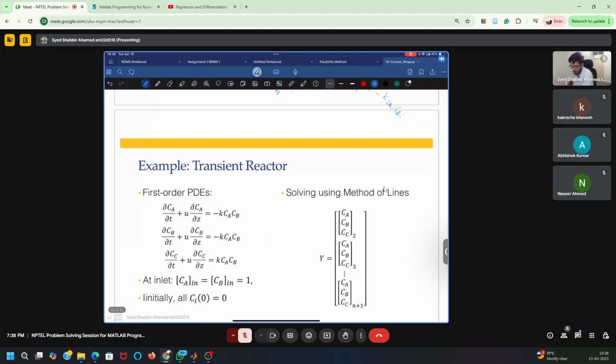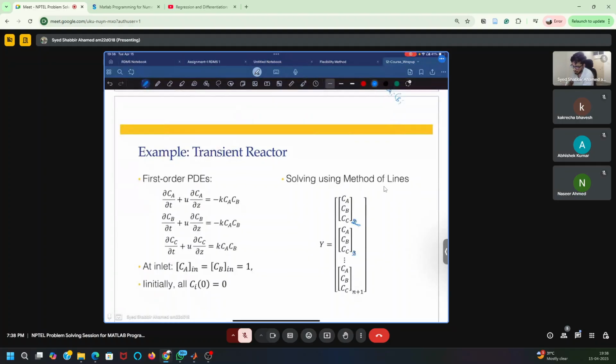So this is for node 2, like in the solution vector, when we solve these equations, for node 2, what is the CA value, what is the CB value, and what is the CC value. For node 3, what is the CA, what is the CB, and what is the CC value. So up to n plus 1 you'll get.